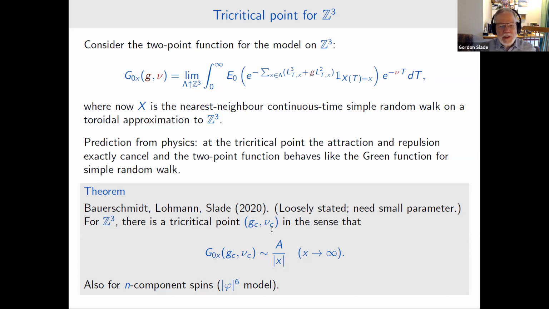So the upper critical dimension here turns out to be 3, because the relevant diagram, instead of being the bubble diagram as it is in 4 dimensions, is the theta diagram, like the sunset diagram. And that diagram has critical dimension 3. It's log divergent in dimension 3.